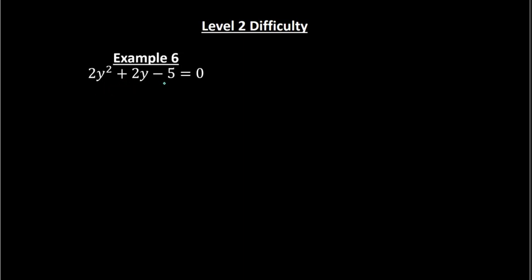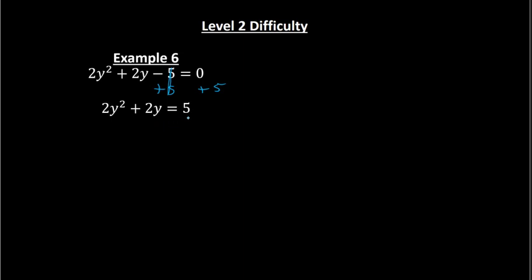Let's first put the constant term on the right side. So this minus 5 right here, let's move it over to the right side because we'll need to do that anyway at some point. Might as well do it right now. And so if I add, we now have 2y squared plus 2y equals 5.